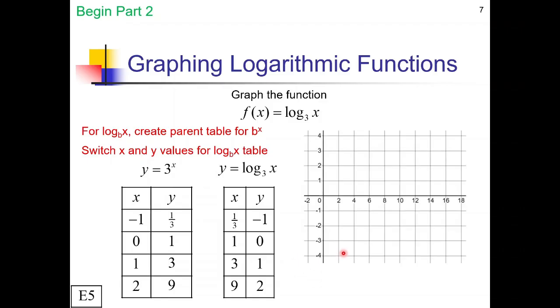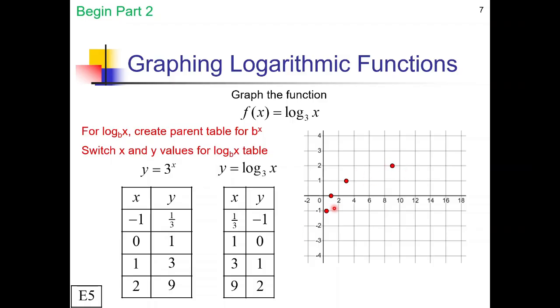Now I can just graph all this. And I'm going to make my x-axis go by 2's because I have to make it all the way up to 9 here. So we've got (1/3, -1), right about there. (1, 0) is here. (3, 1) is up here. And (9, 2) is up here.